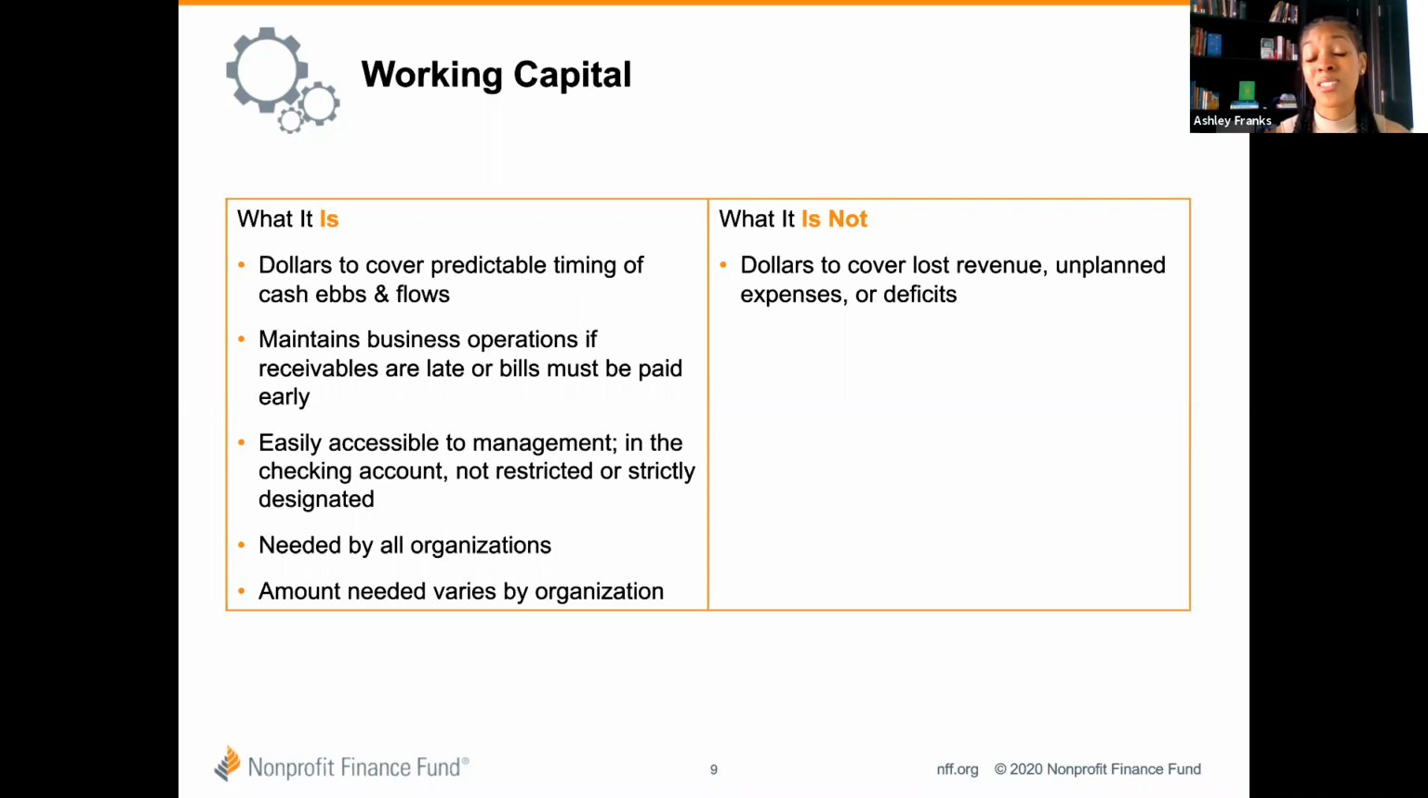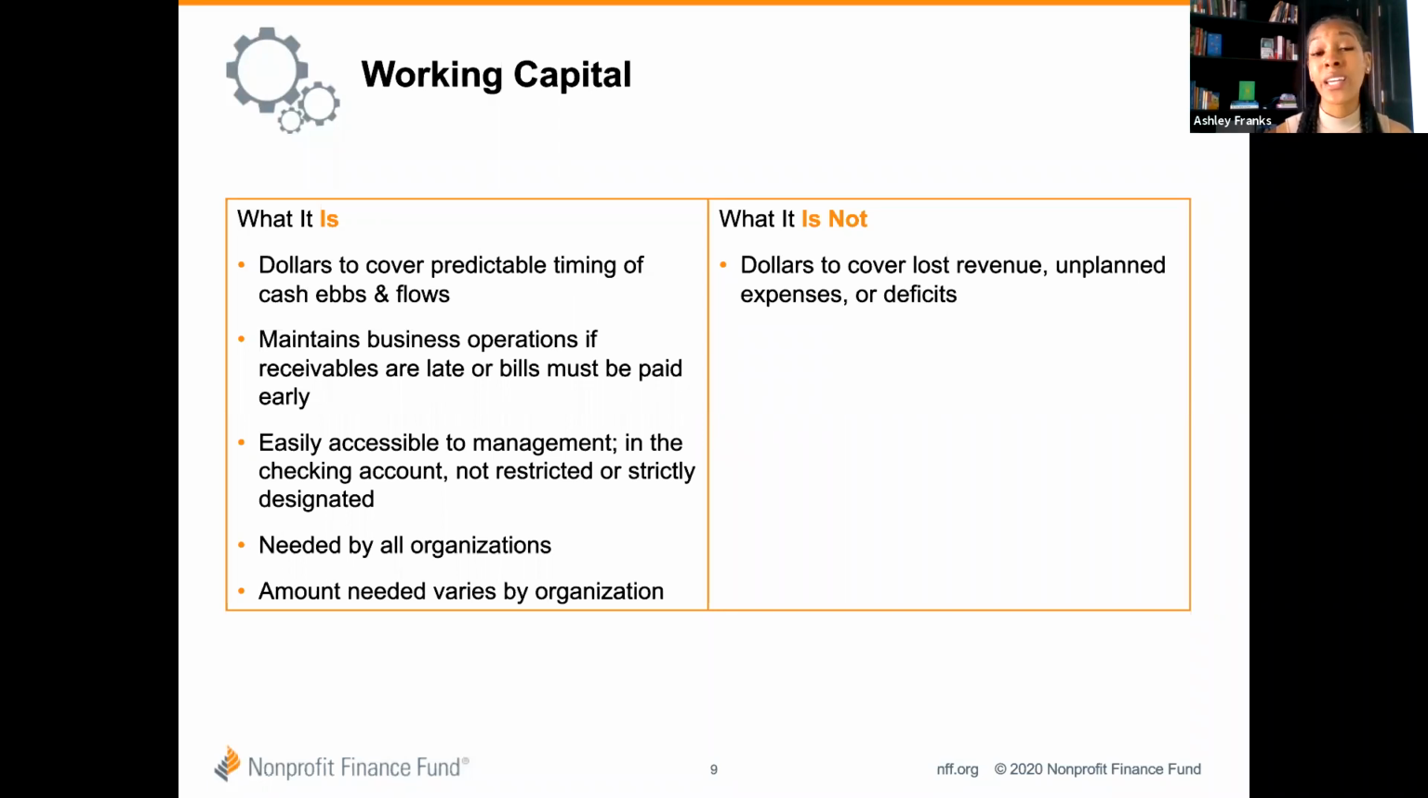Working capital really allows us to maintain business operations, even if money is late coming in or if bills must be paid early. This is often an issue that government-reliant organizations see, where contracts may be late to pay, where services were already delivered. And for those organizations, it's really important to have an internal line of credit to draw on to keep operations running, even when those contracts are late to pay. So this money, working capital, is accessible to management and is usually in a checking account. It is not restricted and it is not strictly designated either.